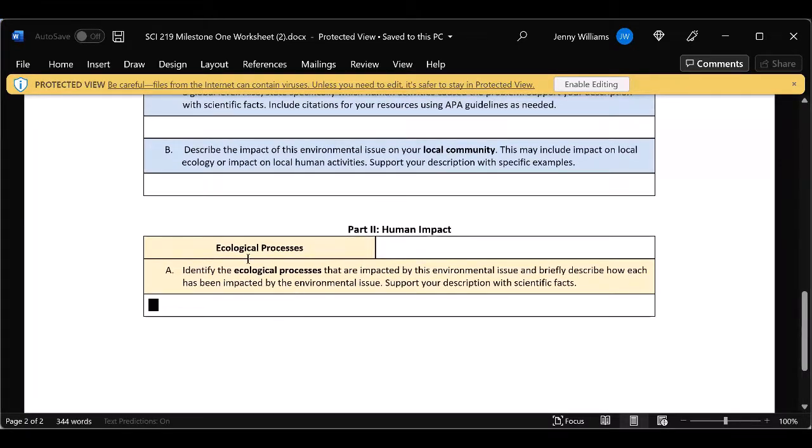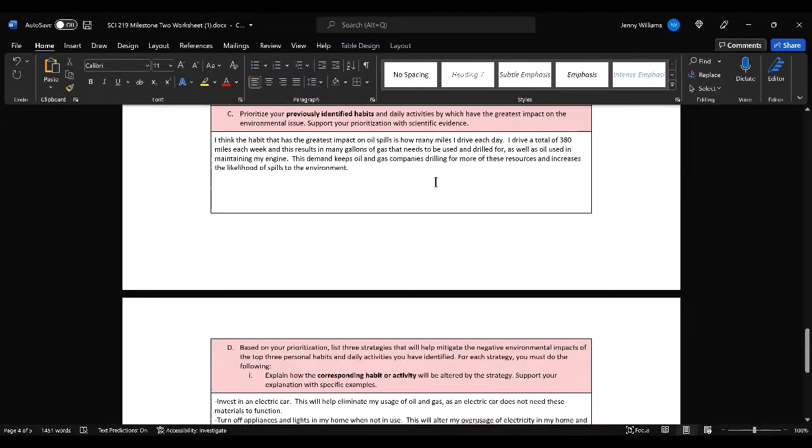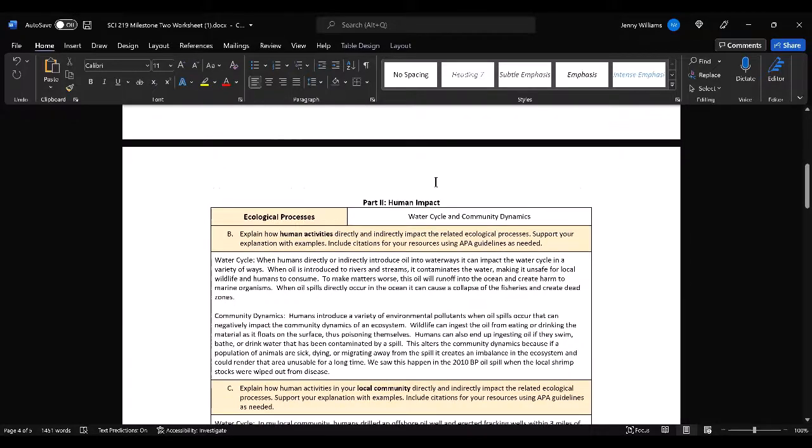Okay, so these same processes are going to be repeated in your Milestone 2 worksheet. Let me get my annotator out. All right, so you should be seeing my instructor example here.